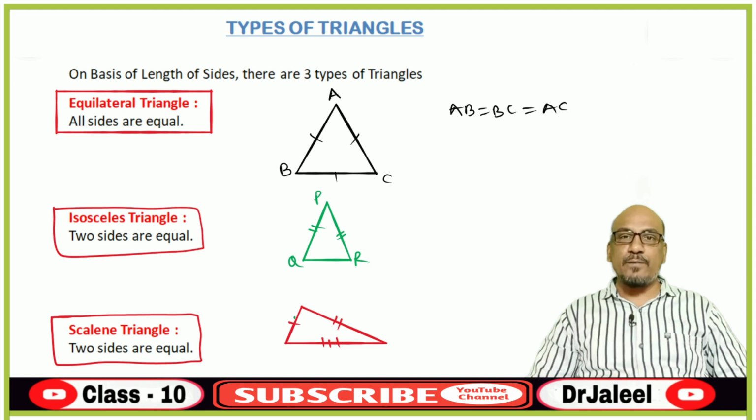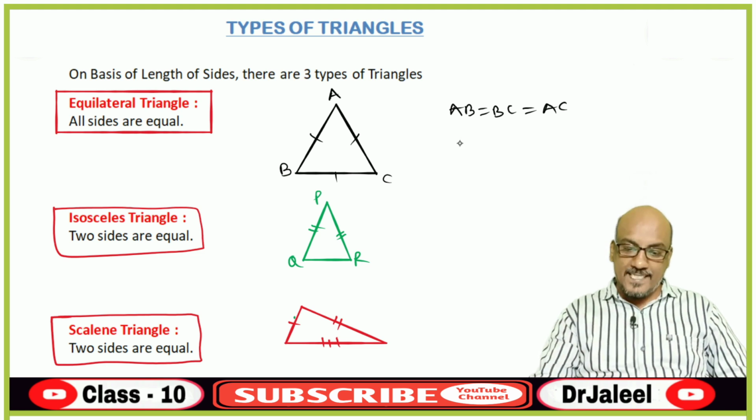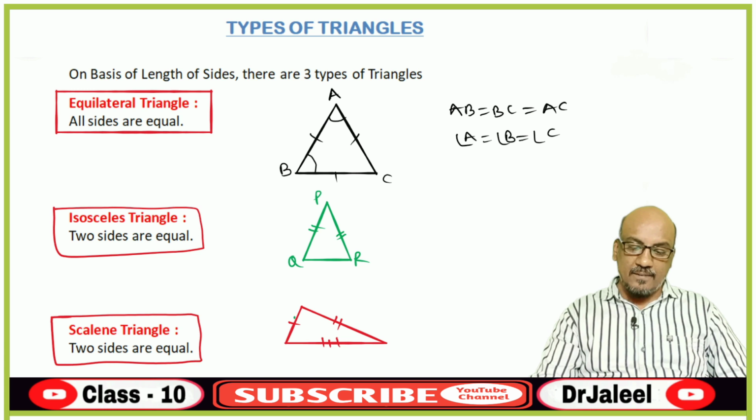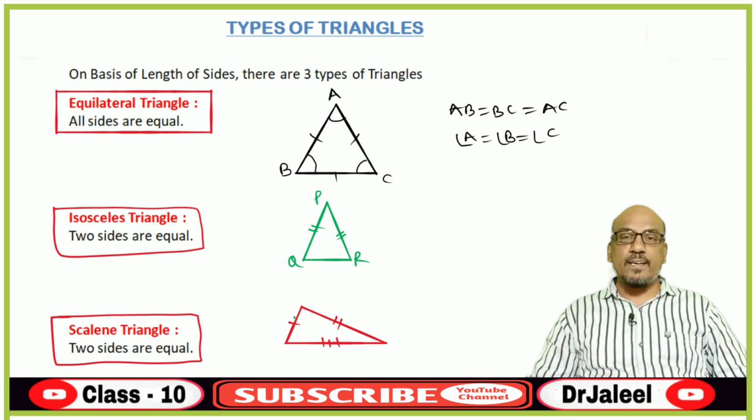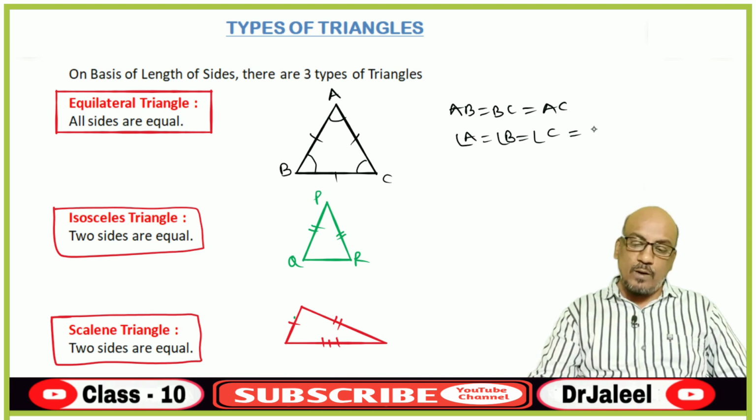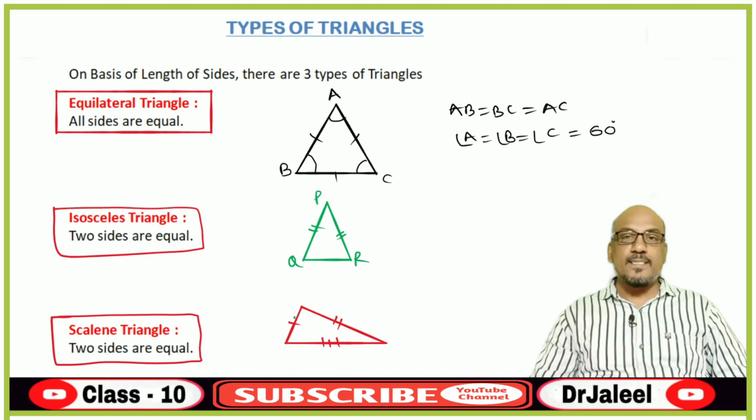So from the relation between angles and sides property, we can say that angles will also be equal. That means angle A is equal to angle B is equal to angle C. So children, here when the angles are equal, the sum of the angle is 180. So if we divide that equally into 3, then angle A, angle B, angle C must be equal to 60 degrees. So in equilateral triangle, all 3 sides are equal, 3 angles are equal, and they must be equal to 60 degrees each.